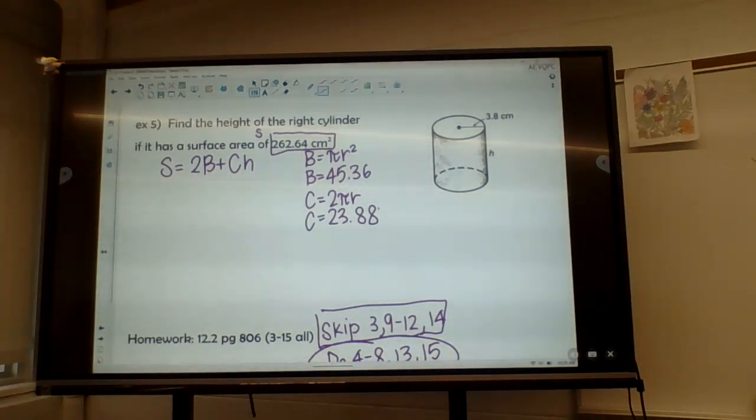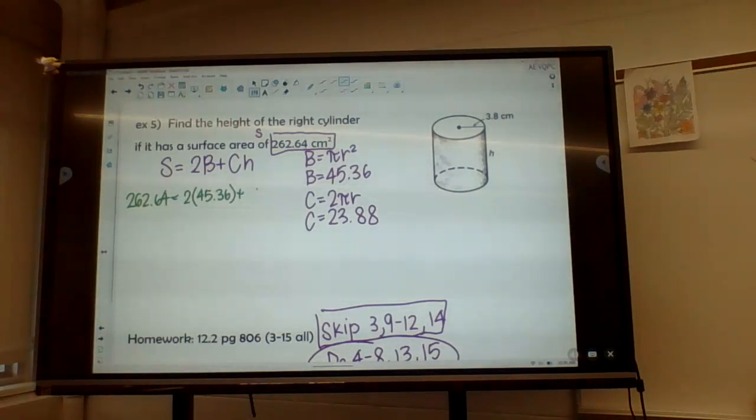Now we're going to take all of that and put it into our equation. My s is 262.64, equals 2 times my b plus my c times my h. Now this becomes an algebra problem. I'm going to do some simplifying first, so I'm going to multiply the 2 times the base first.